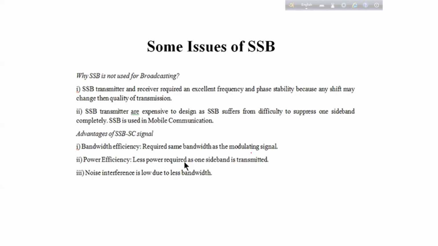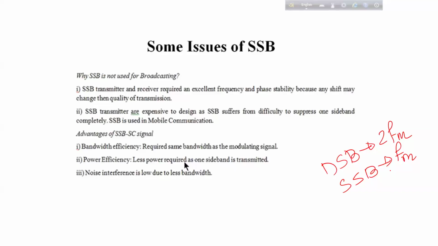Now the advantages of SSB-SC signal. Bandwidth efficiency: when you are sending only the upper sideband or lower sideband, you are transmitting a single sideband, so there is less requirement of bandwidth. We require half the bandwidth of double sideband. In case of double sideband, we require 2 fm bandwidth, but in case of single sideband, we require fm bandwidth.